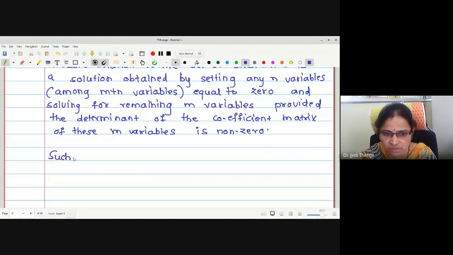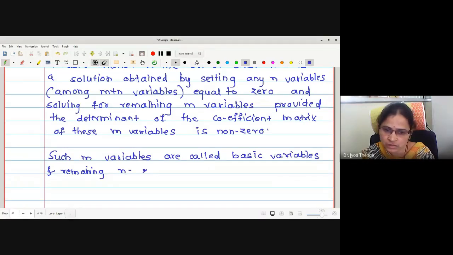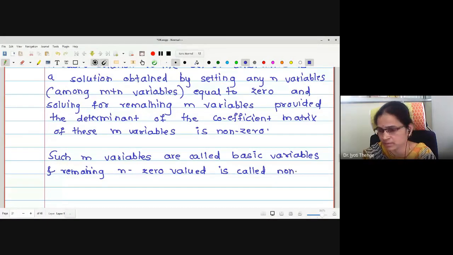Such m variables are called basic variables, and the remaining n zero-valued variables are called non-basic variables. I hope the definition is clear to everyone.